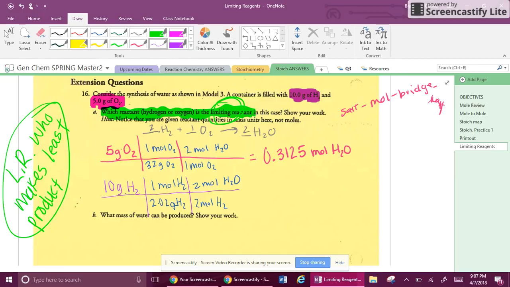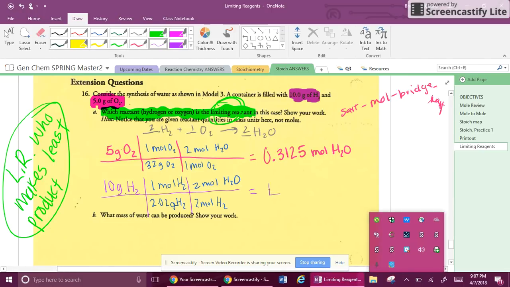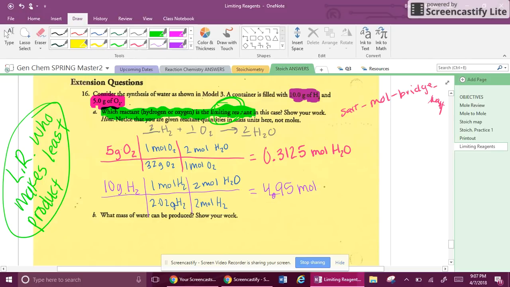And if you do the hydrogen one, hopefully you get 4.95 moles of H2O. Now I have so many numbers. What do I do? What do we do, guys? What am I trying to do? Go back, stop, slow down, relax. What am I trying to figure out?